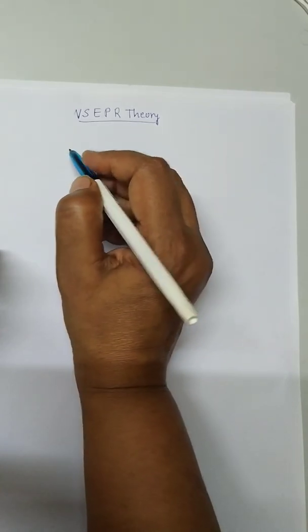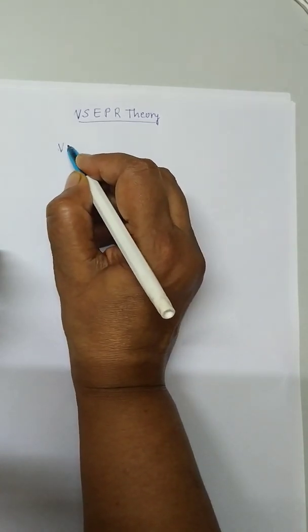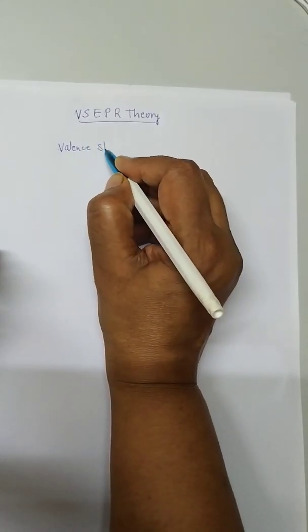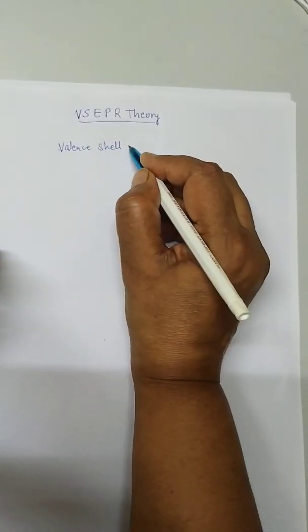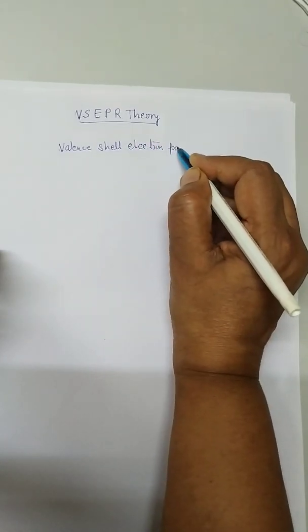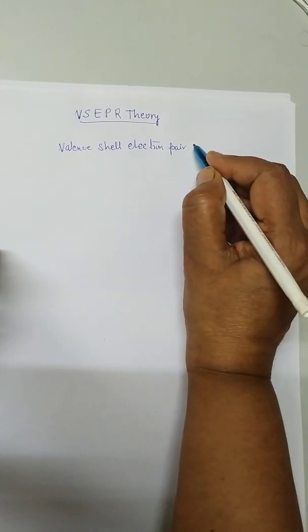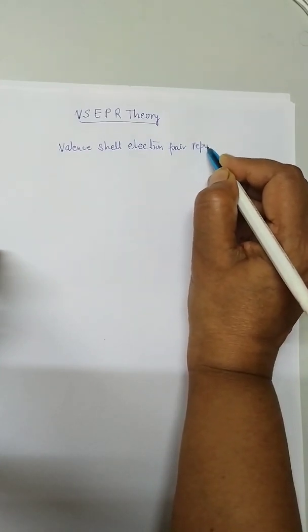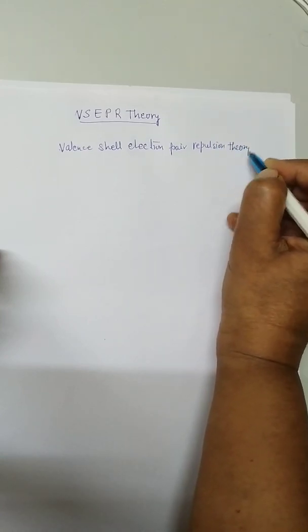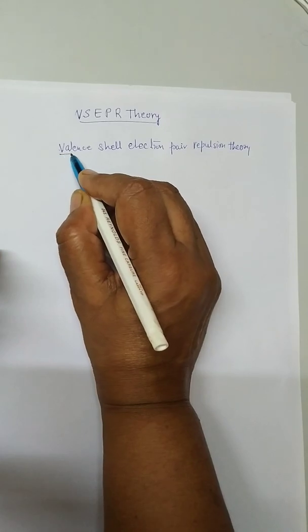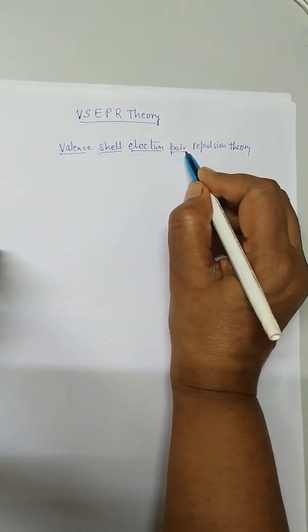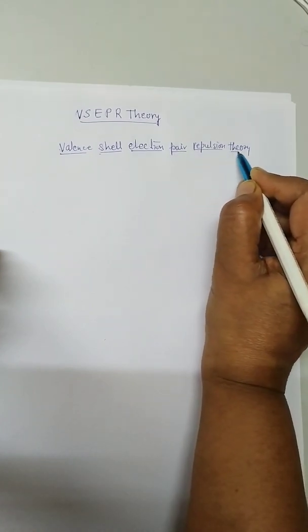VSEPR stands for valence shell electron pair repulsion theory. I repeat, valence shell electron pair repulsion theory.